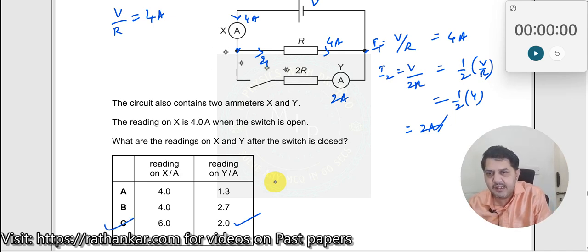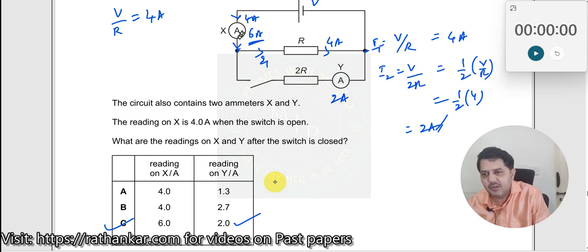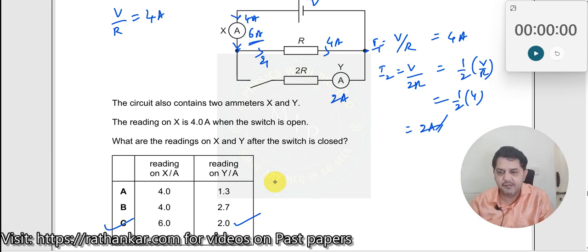How do you see? Did you calculate this value? This is very easy. 2 plus 4 is the current which comes from here, which should be equal to 6 amperes. So the current passing through X is 6 amperes, and Y is 2 amperes.